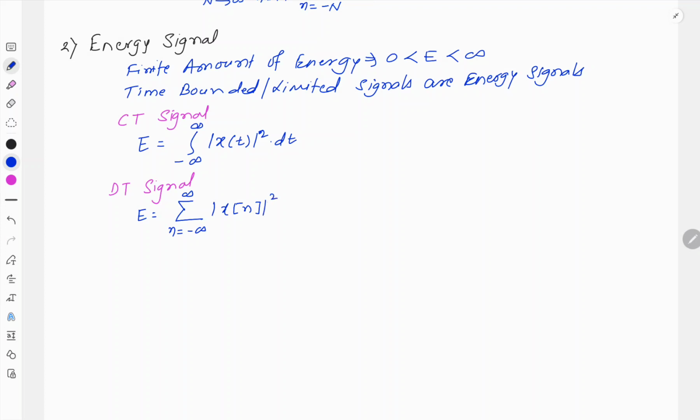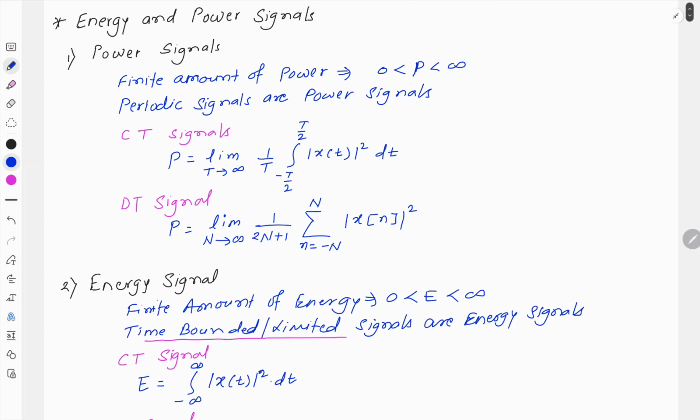Remember here, in case of energy, it is straight away a simple integration from minus infinity to plus infinity, and generally these energy signals are time bounded, meaning it starts at one point and ends at another point. Therefore, we integrate these signals for those particular limits. Whereas in case of power, signals are periodic signals. So most of the periodic signals will result in power.